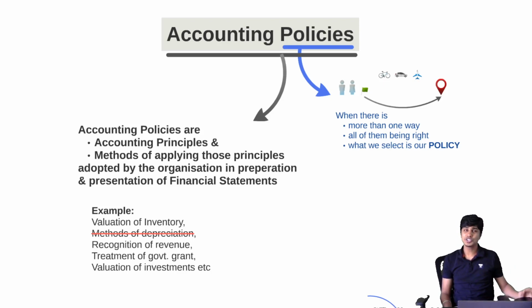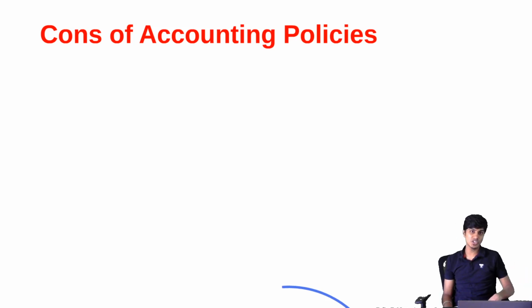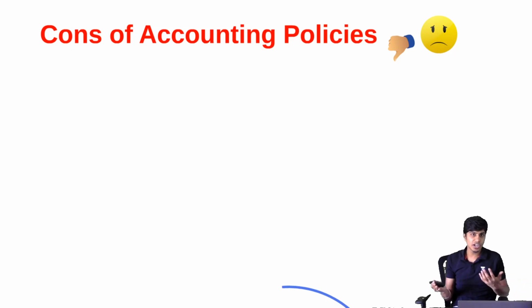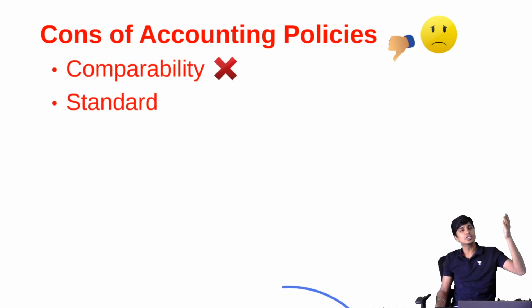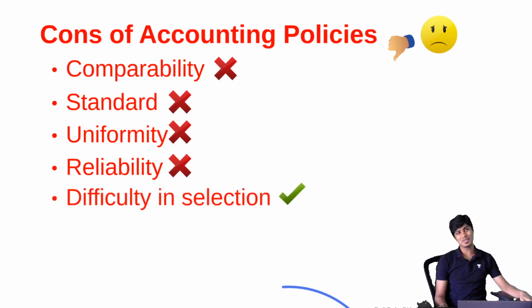And other examples are recognition of income, treatment of government grant, and a lot of things. What are the cons or disadvantages of accounting policy? These accounting policies will create a lot of disadvantages, like it will take away the uniformity. There will be no standardization, and because people follow different accounting policies, there is no comparison, and obviously when different people follow different things, there is no reliability also, and it's also difficult to select what to follow. Am I right? So there is no comparability, no standardization, no uniformity, no reliability, and there is one thing that's existing: difficulty in selecting the accounting policy.